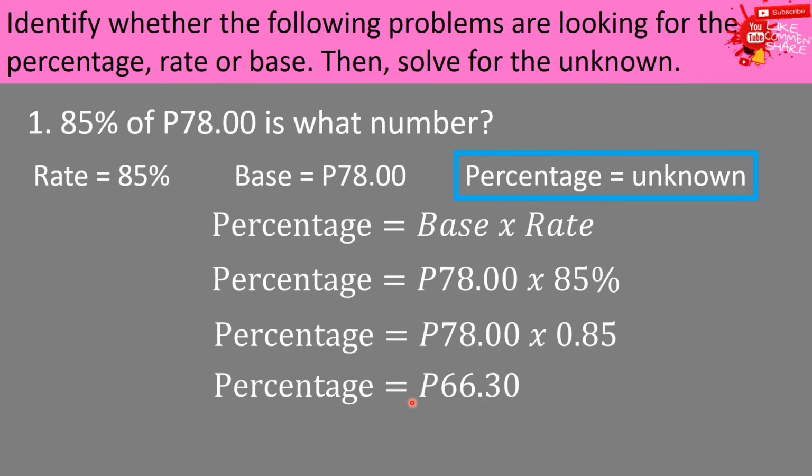So therefore, our value for percentage is 66.30 or 66 pesos and 30 centavos. So, paano natin nakuha to? I-multiply muna natin si 78.00 by 0.85 as a whole number. And then, bibilangin lang natin kung ilan yung decimal places, tapos mag-move lang tayo. Kaya we have here 66.30.